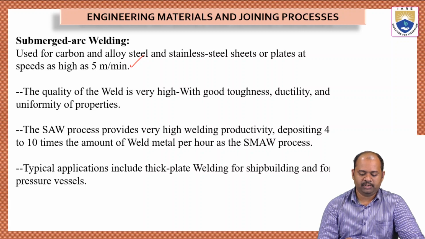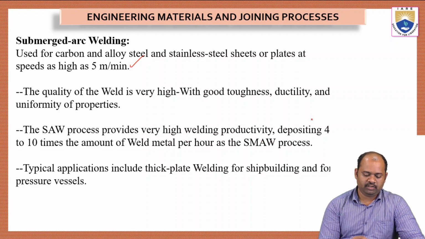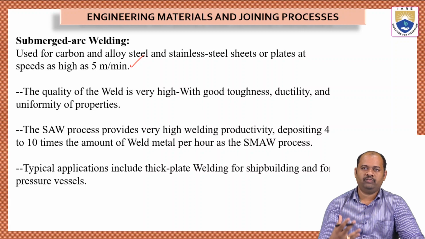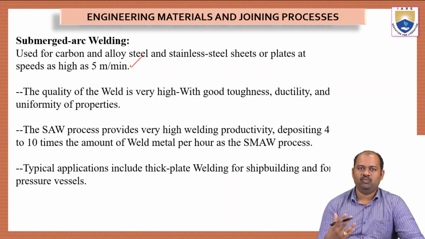And the SAW process provides very high welding productivity, depositing 4 to 10 times the amount of weld metal as per the SMAW process. So in this process, we can work faster. The welding can be done more rapidly because of the insulating capacity of the flux material.